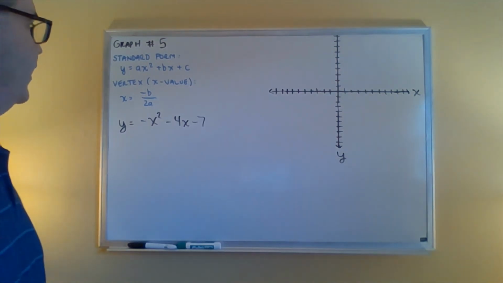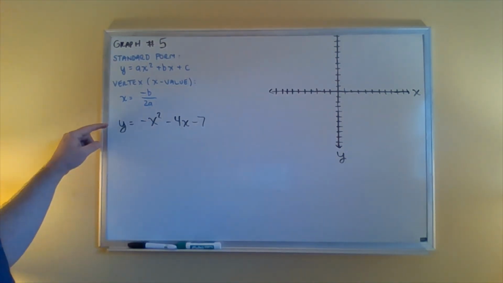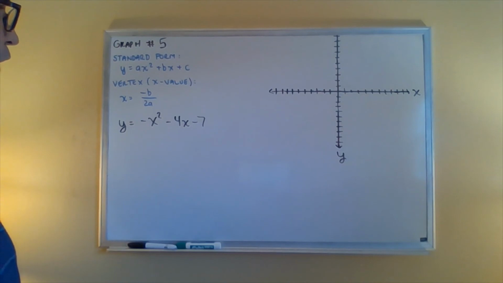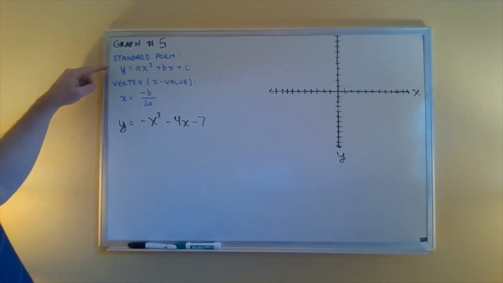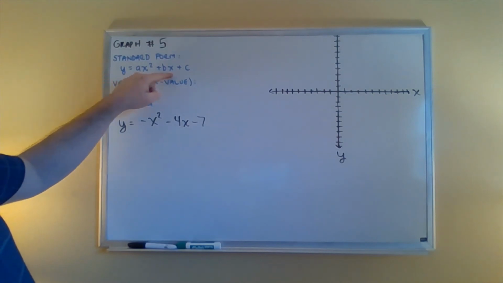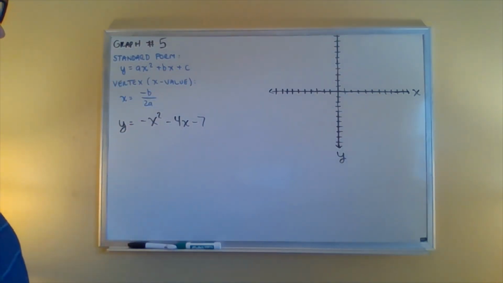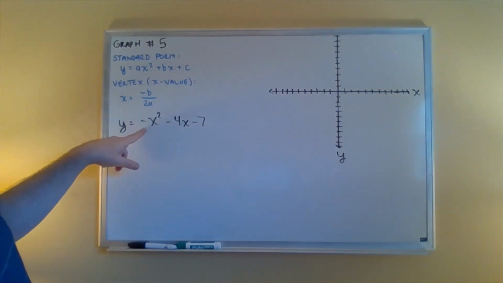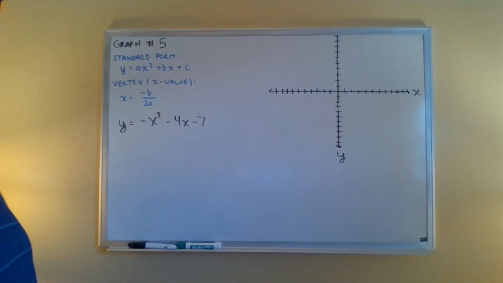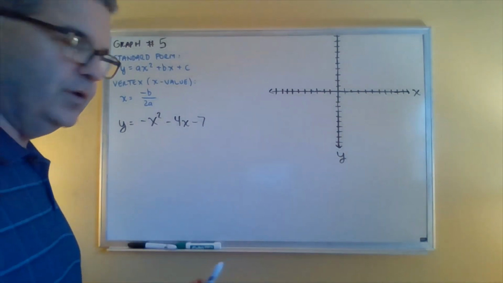Number 5, we are asked to graph the quadratic equation y equals -x squared minus 4x minus 7. First thing I want to do is make sure I'm still in standard form, x squared, x, and a constant. Here I am, x squared, then x, then a constant. So I am in standard form. And I am noticing also that my lead term here is negative. That means my parabola is going to open up downwards.